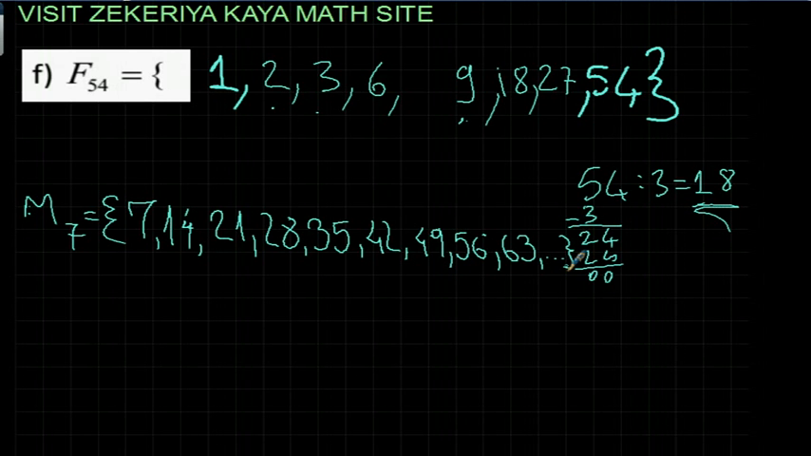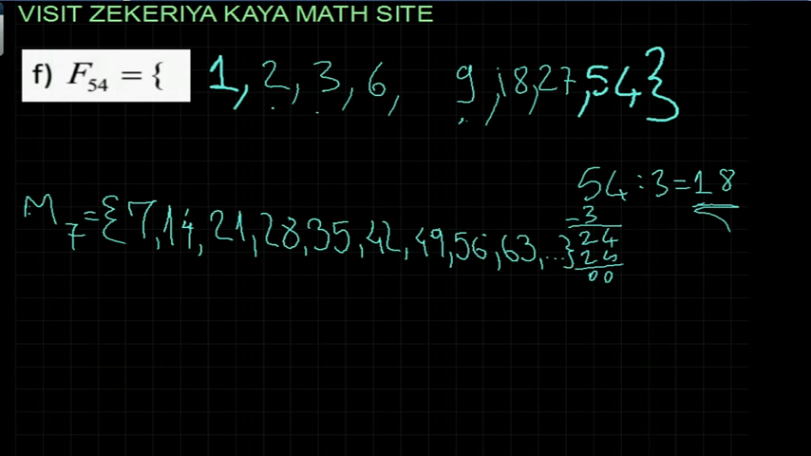Yes, 7, 14, 21, 28, 35, 42, 49, 56, 63, 70, 77, 84, 91, 98. After 98, what is the number? 98, 105, 112. Teacher, can you give another example? Yes, I'll.